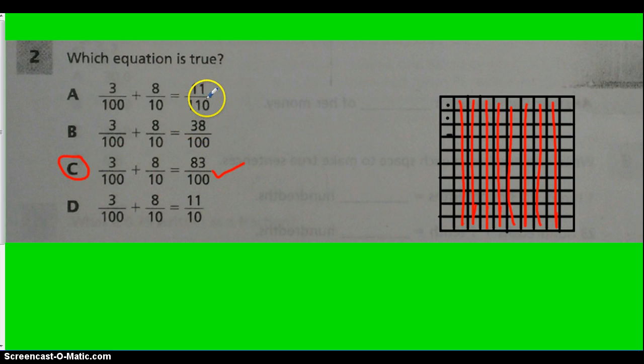Let's see how about the others. Well, 11/110 doesn't make sense because it's less than half. 38 hundredths is less than half. And we know that what we had wasn't more than a whole, so 11/10 doesn't make sense.